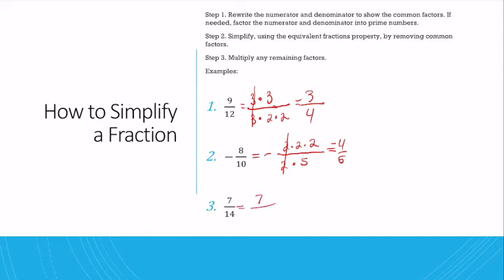Well, 7 is fully factored, right? 7's a prime number. But 14 is 2 times 7. Those 7's cancel out. Now what happens here? Well, remember, it leaves me with a 1. So I've got 1/2.